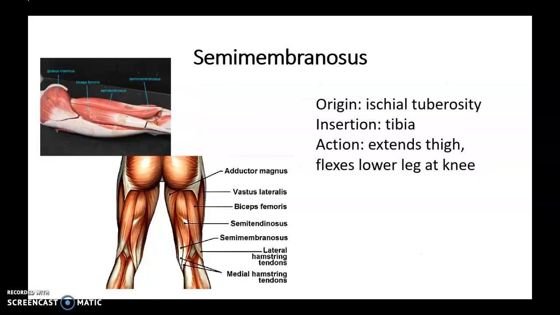Then we have semimembranosus, which lies right here. It's a deeper muscle. This is semimembranosus. It originates from the ischial tuberosity and inserts into the tibia. It helps to extend the thigh and flex the lower leg. That's semimembranosus. In the bottom picture, this deep muscle, this is semimembranosus.